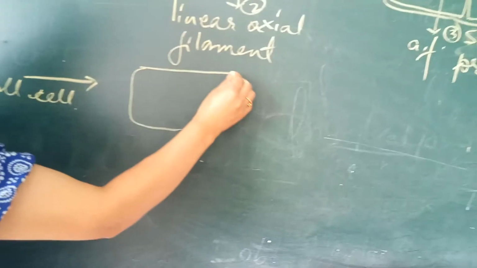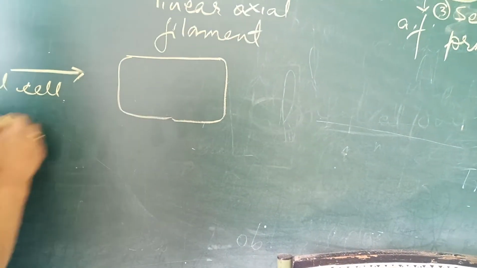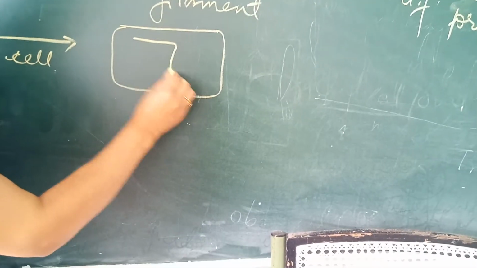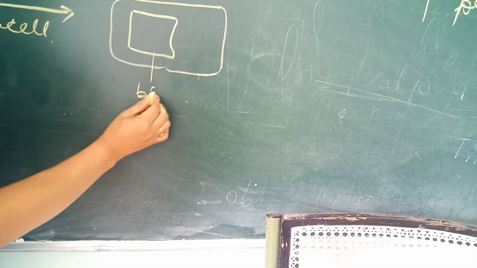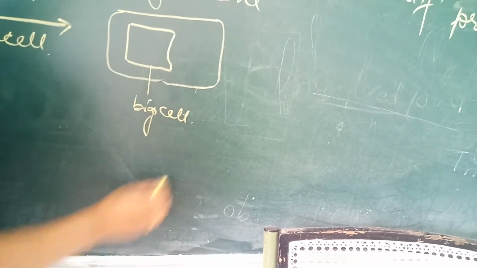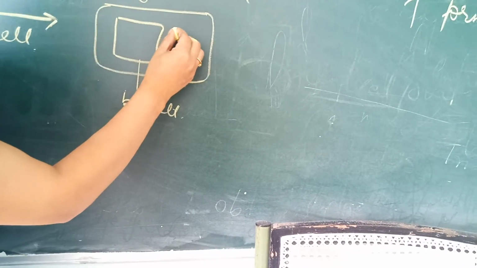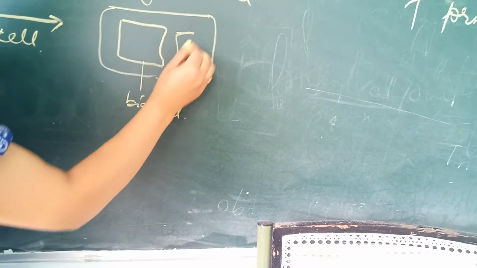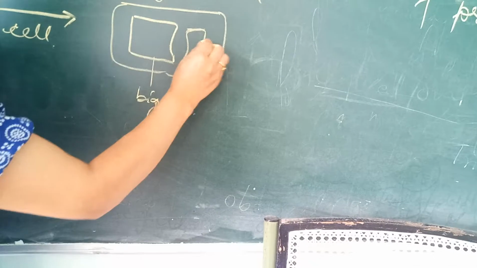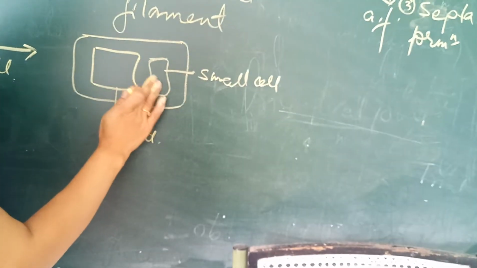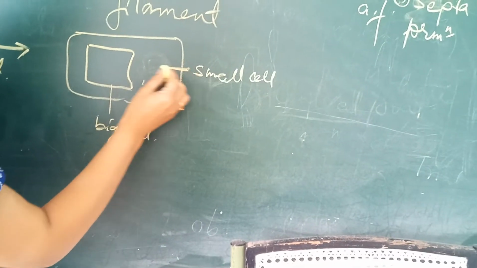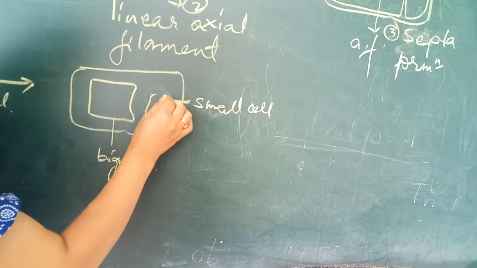This is the cell wall. Okay, this is the big cell. It will not take part in septa formation. What happened to the small cell? It is like this. Yes. What happened to this? It slowly becomes more or less circular.